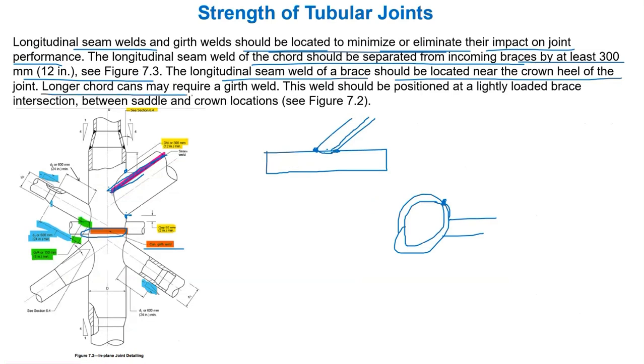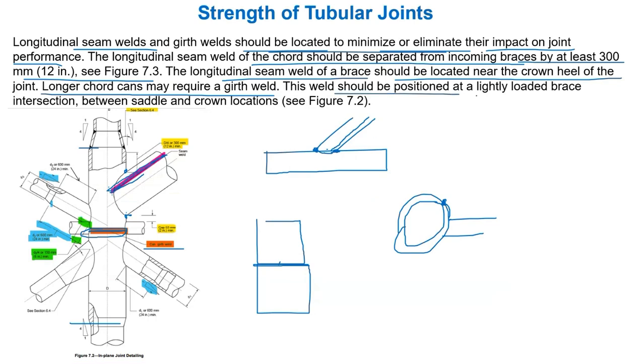The longer chord cans may require girth welds. See here, from here to here, this is the can member. This much length we may not get in one piece, so we may need to add some additional girth welds. Two pieces we need to weld together to produce that much can length. So in that case, longer chords can require additional girth welds.